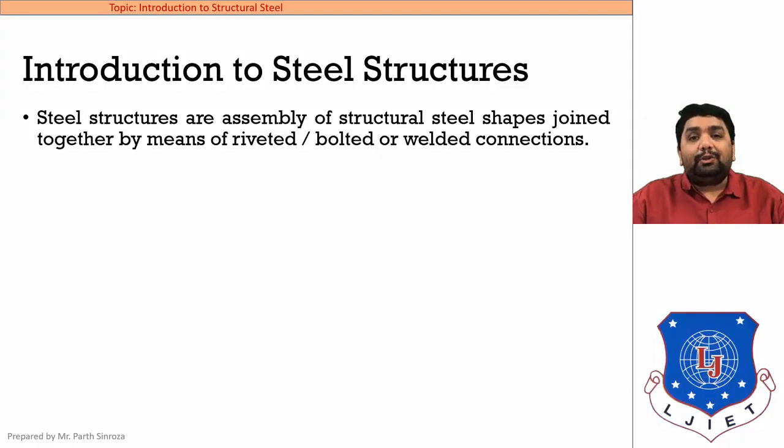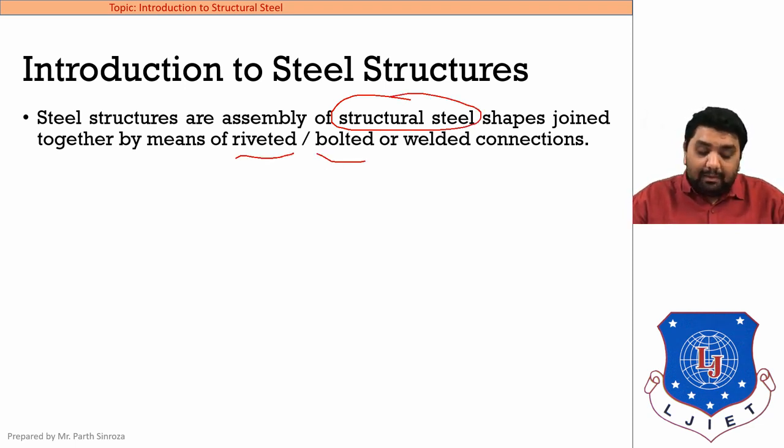What do you mean by steel construction? Steel constructions are assemblies of structural steel. This is an important term to be looked upon. Structural steel shapes are joined together either by rivets, by bolted connections, or by welded connections.